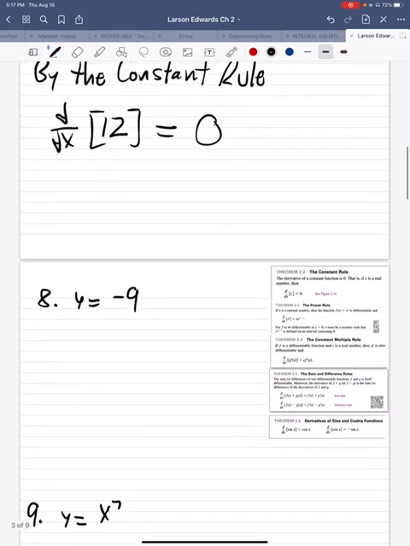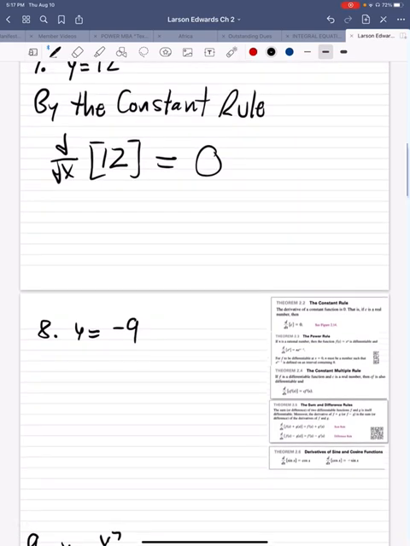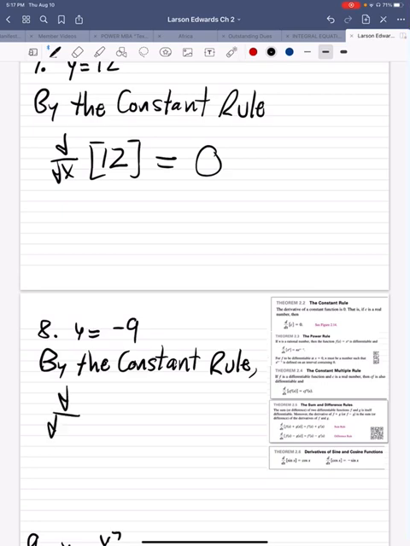So now for number 8, y is equal to negative 9. Well, how do you think this one should go? We don't see any x terms in the equation, so same thing. By the constant rule, the derivative of negative 9 is equal to 0.